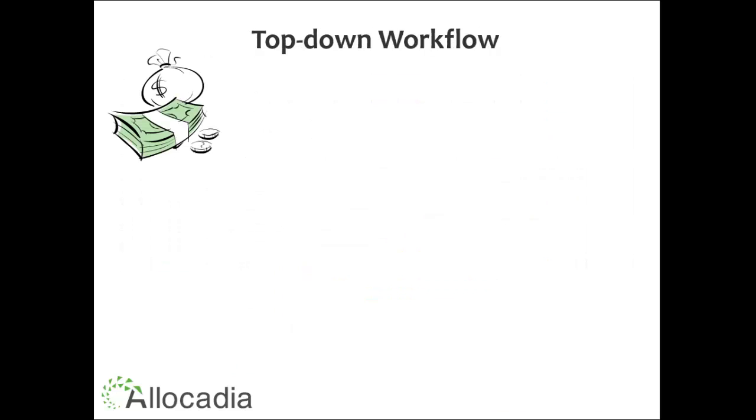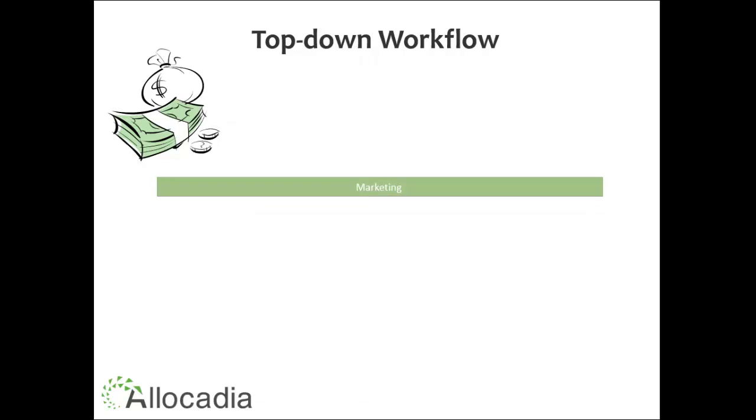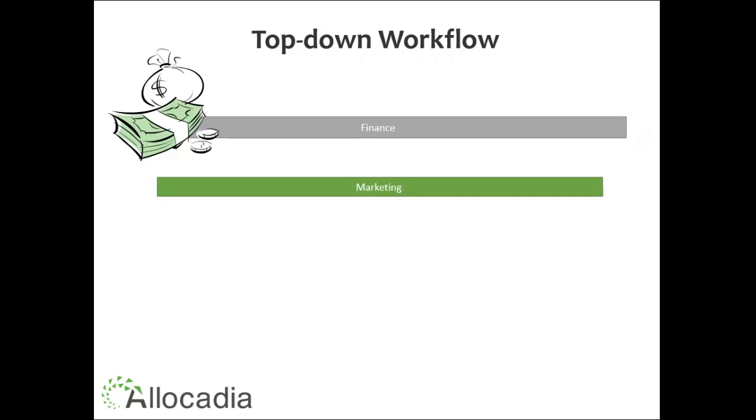Write any additional columns on your columns list that are required to answer the questions on your questions list. Next, think about your team's budgeting workflow. A top-down workflow is the allocation given to marketing by finance. In Allocadia, we call this the finance target.